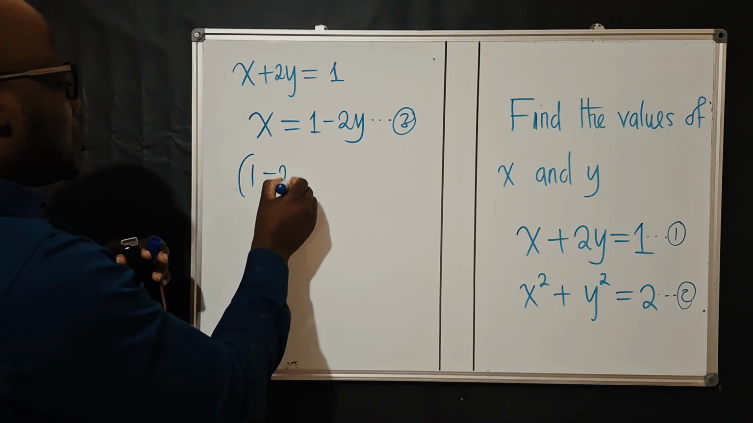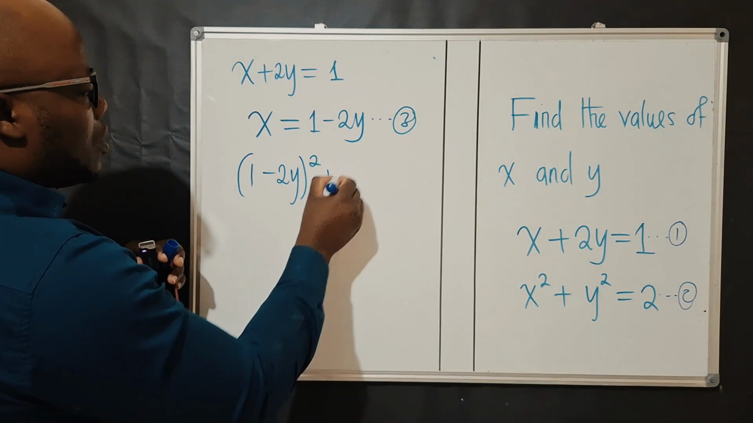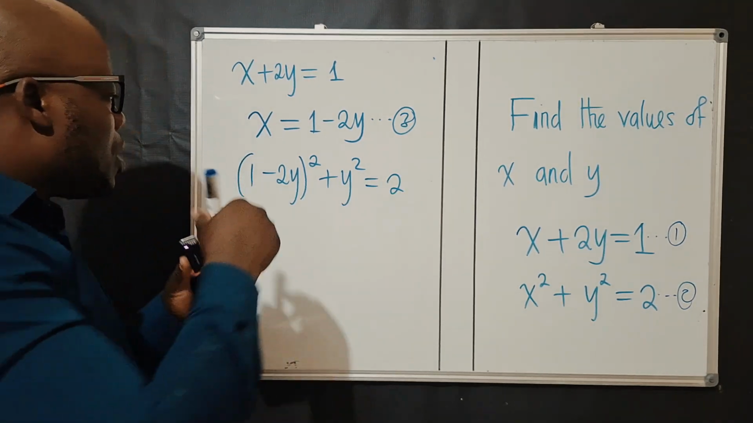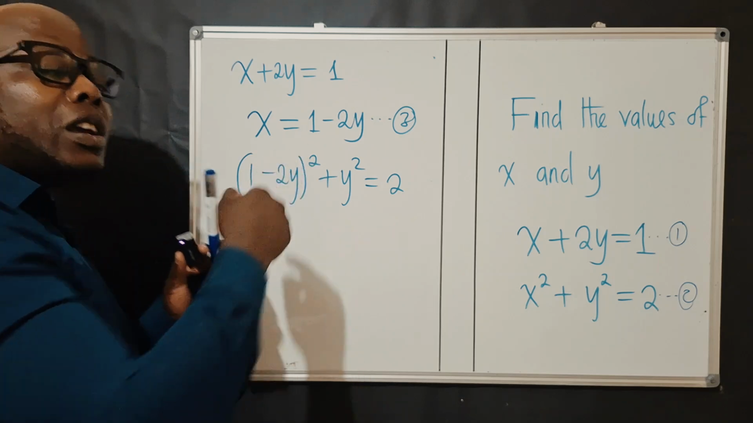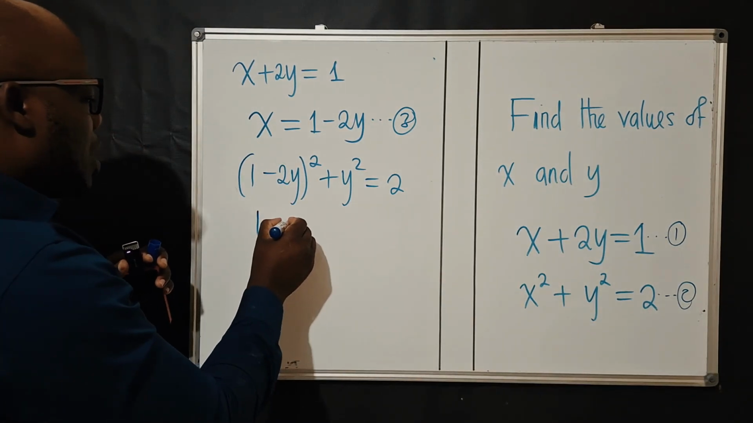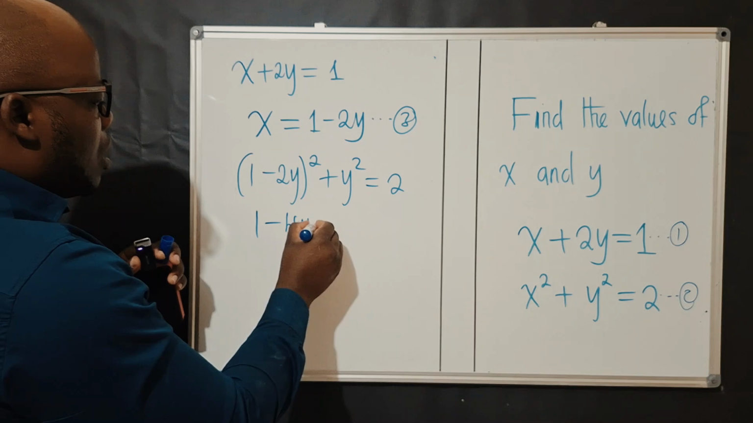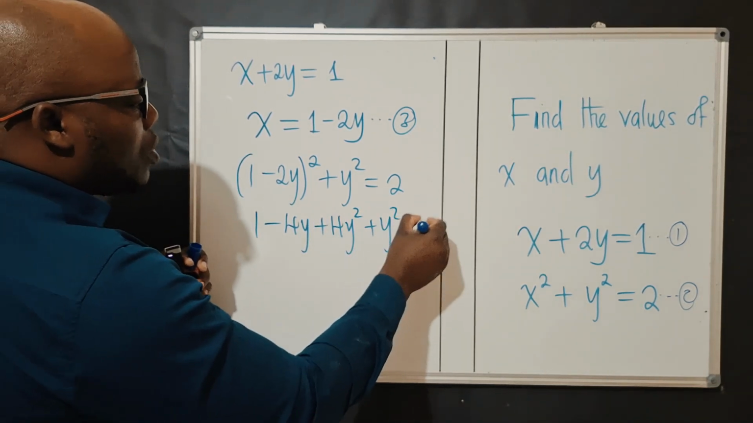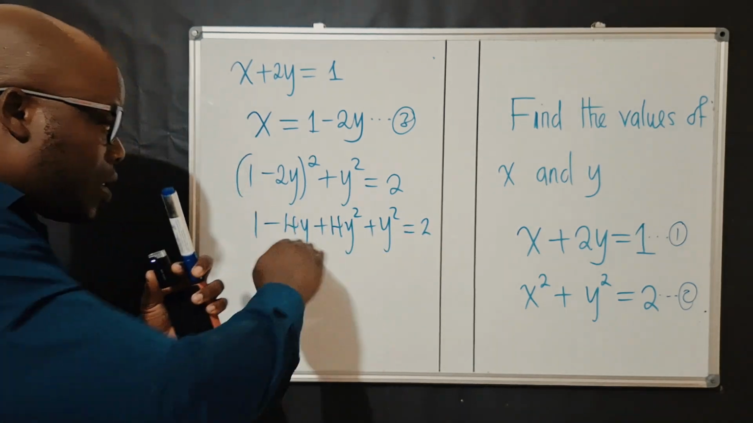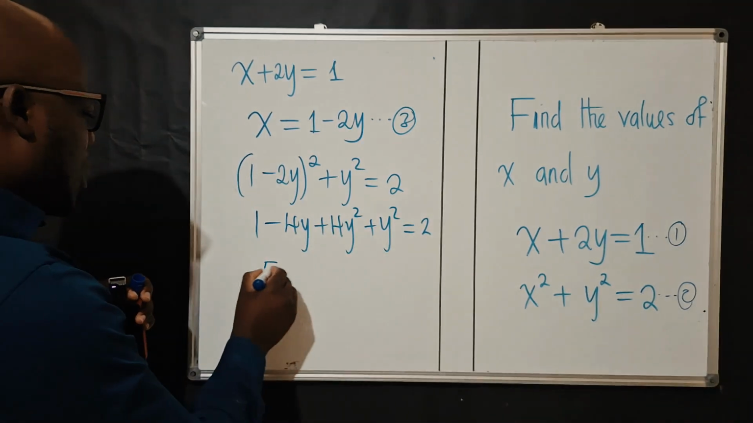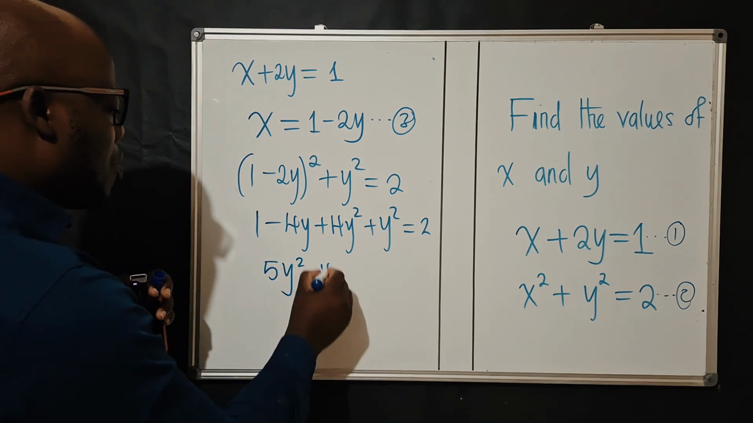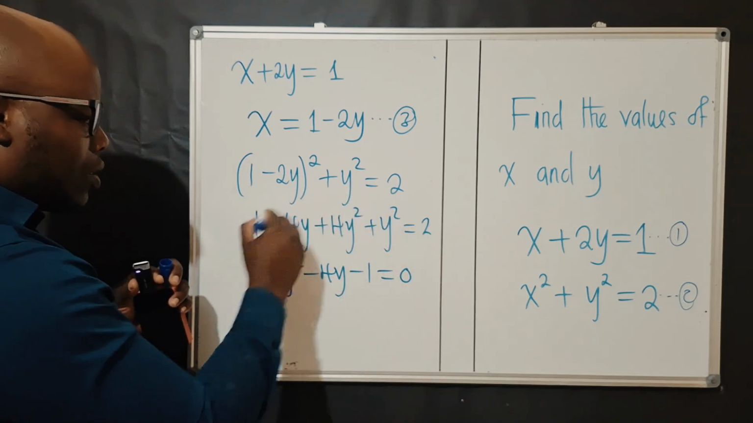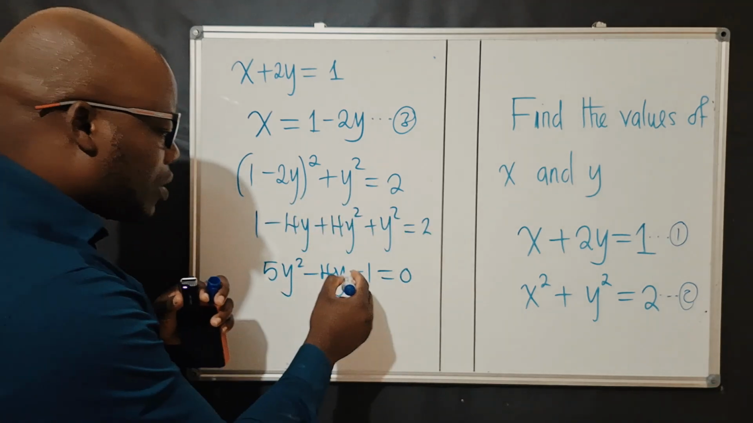We shall have (1 minus 2y) squared plus y squared is equal to 2. And when we do this, we can simplify here. We multiply this by itself, and it's going to give us 1 minus 4y plus 4y squared plus y squared, which is equal to 2. And then we write this quadratic equation in standard form. It will be 5y squared minus 4y, and then here it will be minus 1, which is equal to 0. This 2 will come this side. It will be 1 minus 2, which will give us a minus 1.